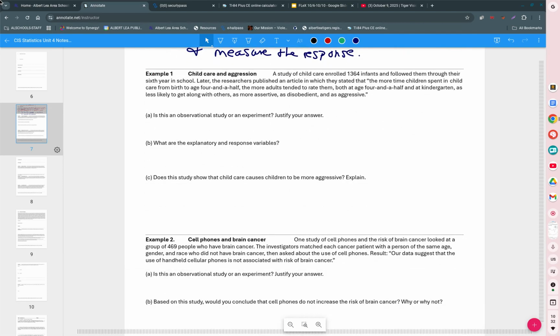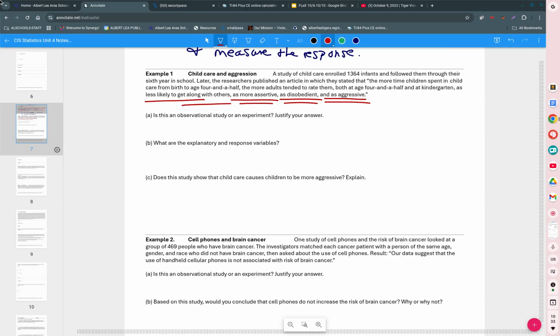So, let's pay attention and see what this is saying. A study of child care enrolled 1,364 infants and followed them through their 6th year of school. So they took all these kids, over 1,000 of them, enrolled them in child care and watched them through kindergarten, preschool, 1st, 2nd, 3rd, 4th, 5th and 6th grade. Later, the researchers published an article in which they stated the more time children spent in child care from birth to age 4.5, the more adults tended to rate them, both at age 4.5 and kindergarten, as less likely to get along with others, as more assertive, as disobedient, and as aggressive.